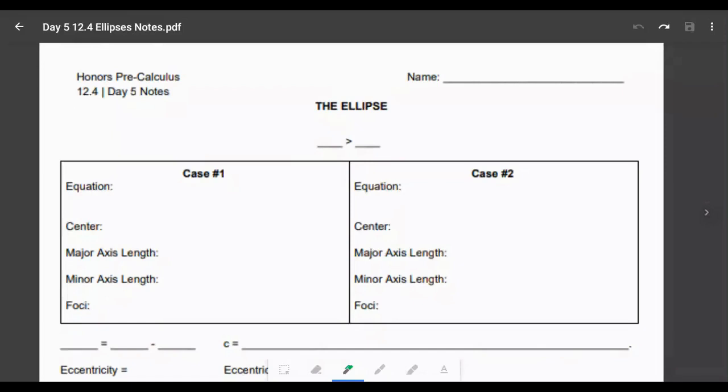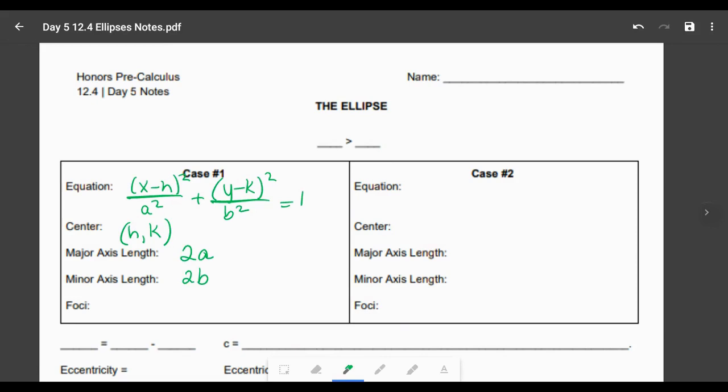Today we're going to talk about the ellipse, and the generic form of the equation is the quantity x minus h squared over a squared plus the quantity y minus k squared over b squared equals 1. As we've seen in the past, the center would be at (h, k), so it's the opposite of what you see with the x minus h, and the opposite of what you see with the y minus k. The major axis has a length of 2a, and the minor axis has a length of 2b.